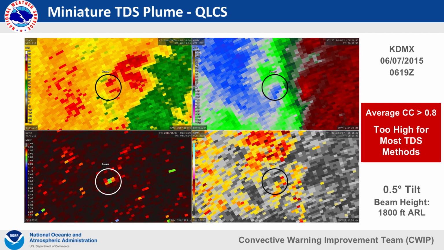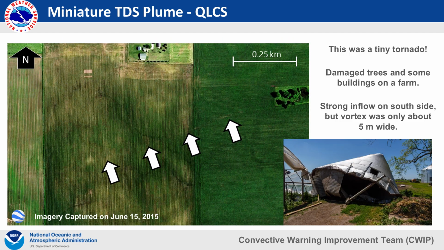You could probably tease out, again, some enhancements in the velocity data, but it was really tough to hone in on a particular spot in the storm where a tornado was going to happen. And the average correlation coefficient here was greater than 0.8, which is too high for most TDS methodologies. And yes, it was a tiny tornado. The tornado damaged some trees and some farm buildings. There was really strong inflow on the south side that caused the majority of the damage, but the vortex itself, based on these satellite pictures, was only probably about 5 meters wide.